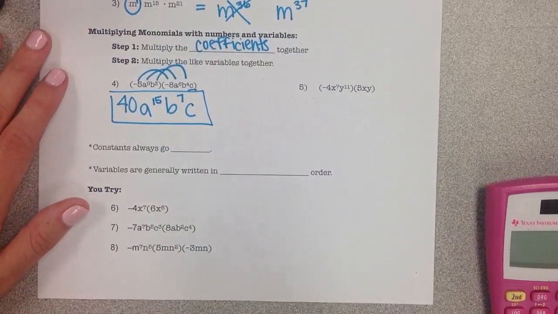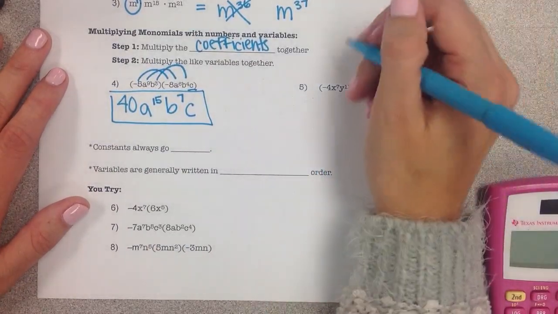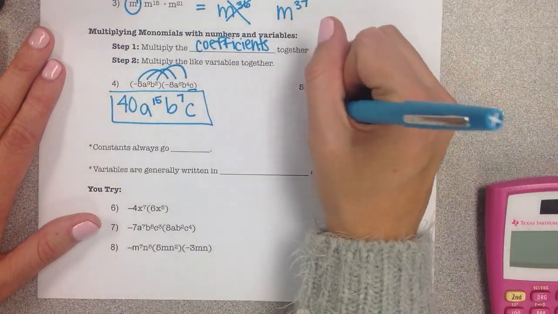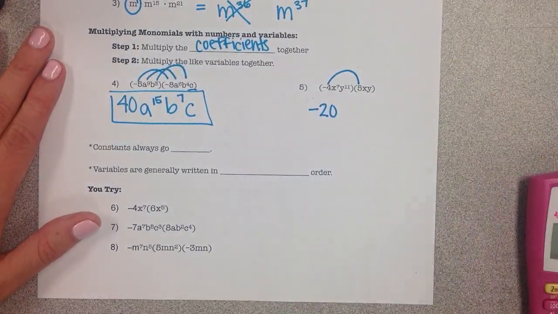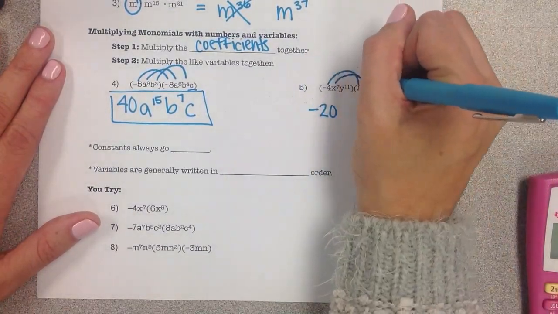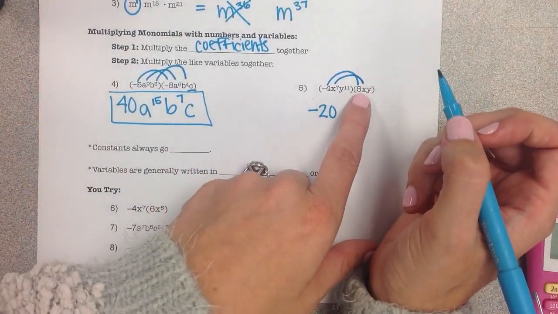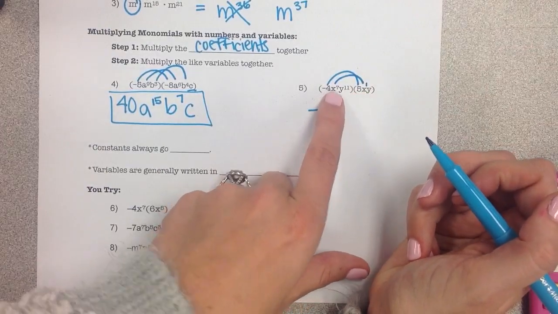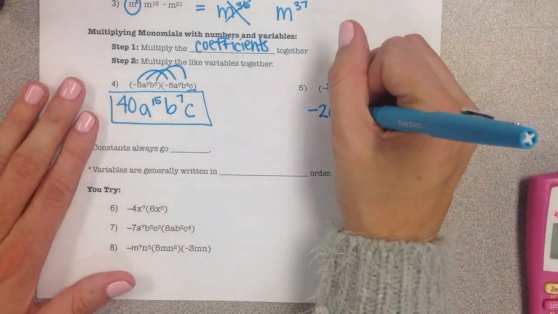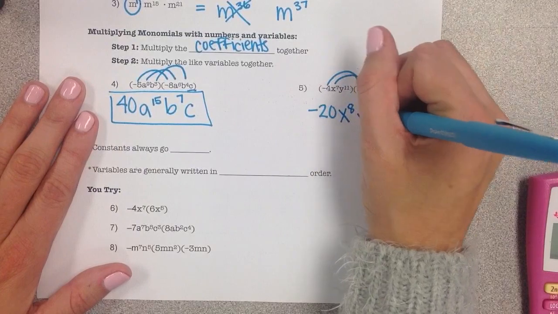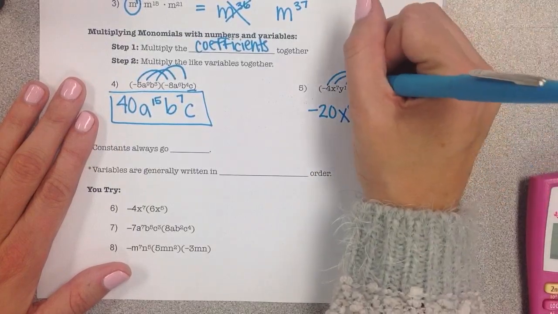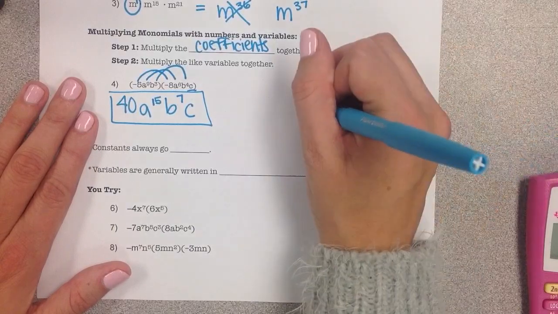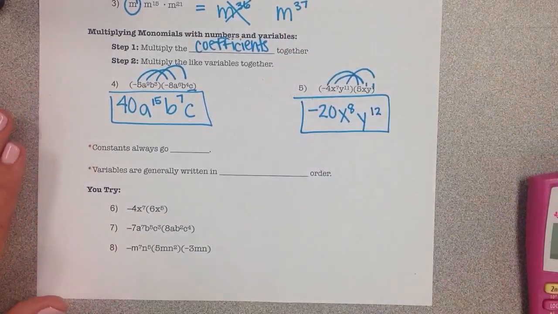Number 5. Okay, we're going to multiply the numbers. We don't add them. -4 times 5 is -20. We've got the x's we need to combine. Remember, if there's just one x there, that is x to the first power. We have 7 x's, we have 1 x, we add those together, we get 8. Same thing with the y's, that's y to the first power. So you have y to the 11th plus 1 is y to the 12th.